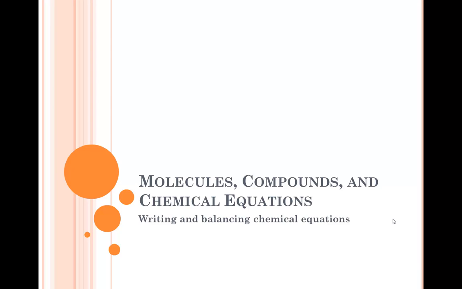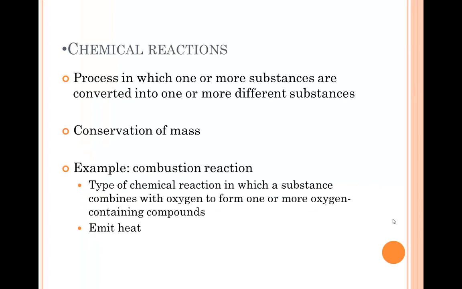This tutorial will be discussing writing and balancing chemical equations. Chemical reactions are a process in which one or more substances are converted into one or more different substances. Notice that the substances are still there. The actual atoms themselves are there at the beginning and at the end. They didn't actually change form. They just changed what they're bonded to.